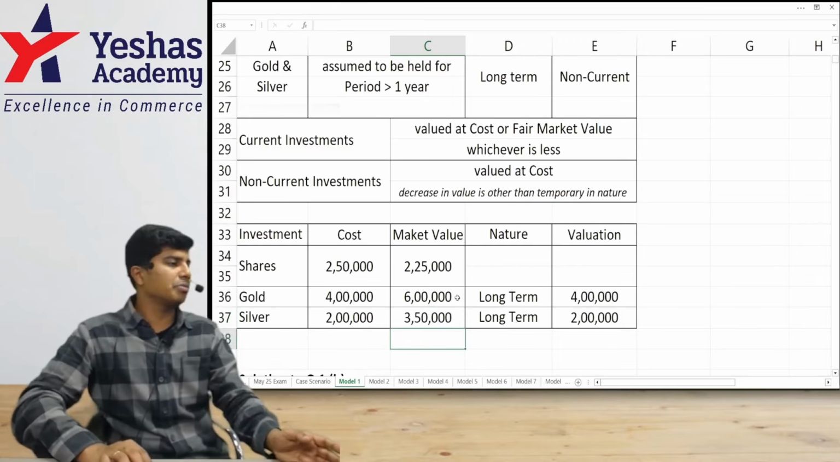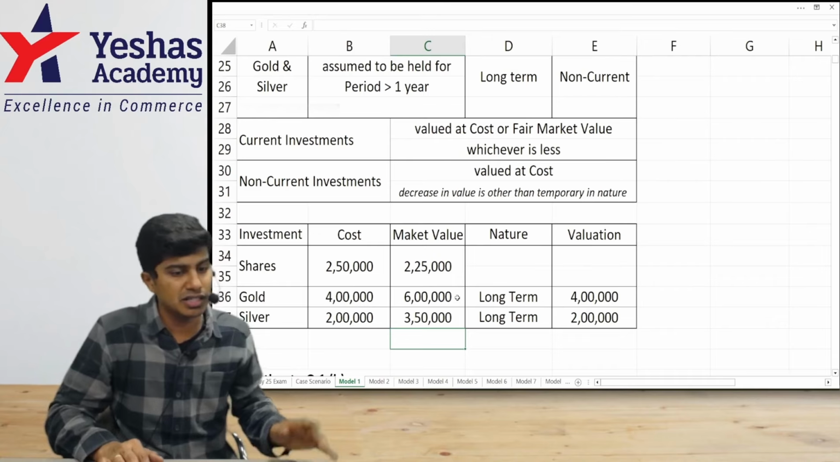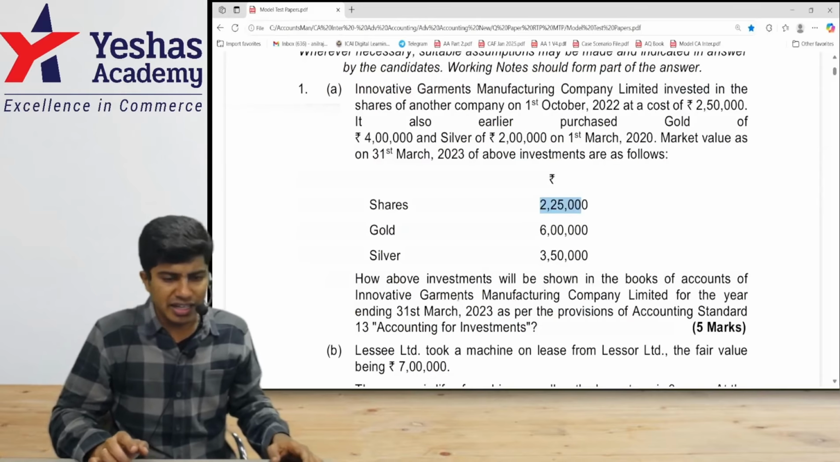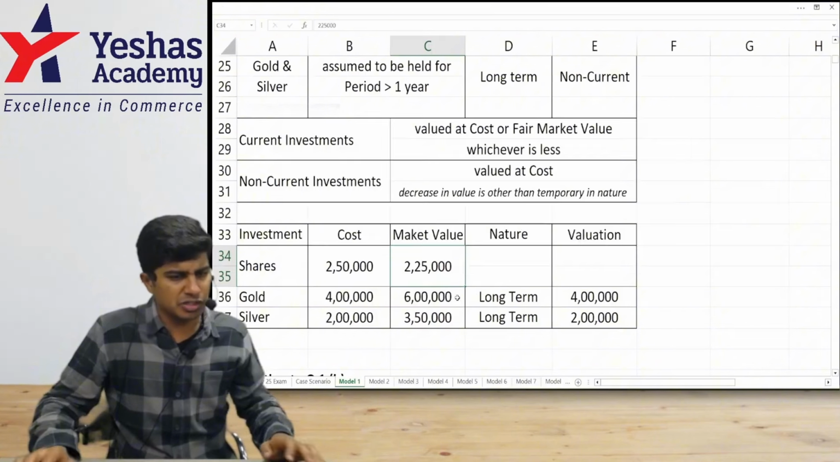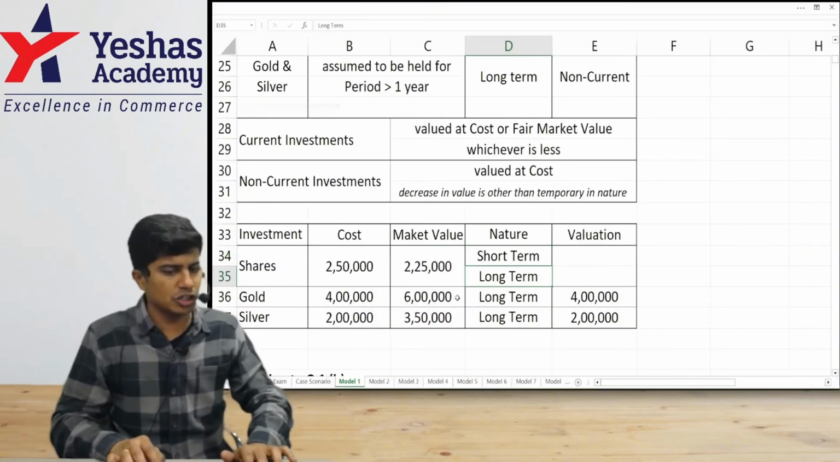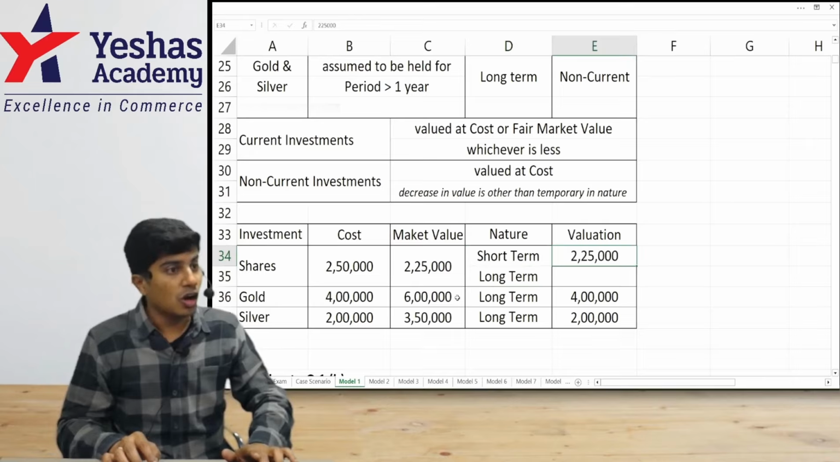But what will be considered for valuation of gold and silver, because they are considered to be non-current investments? Cost. However, when you come to shares, 2 lakh 25, I can assume it to be short-term or current investments. When I assume it to be current or short-term, then it will be valued at cost or market price, whichever is less, which is 225.